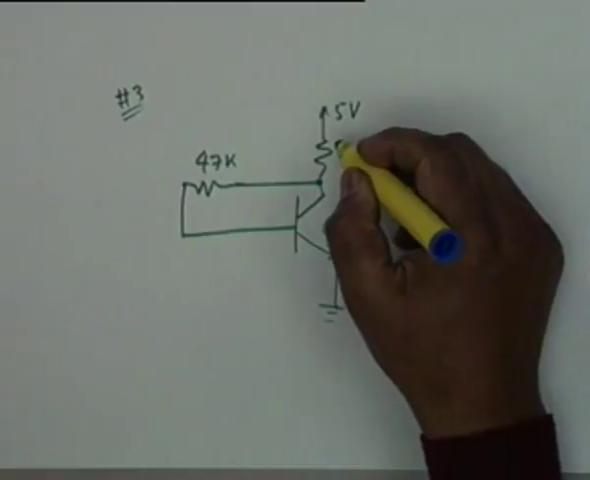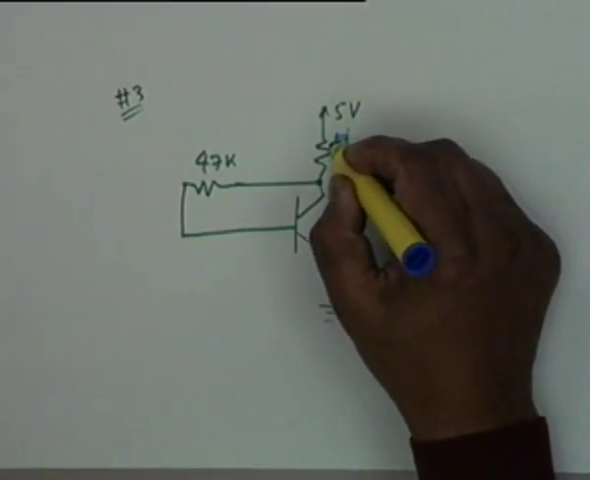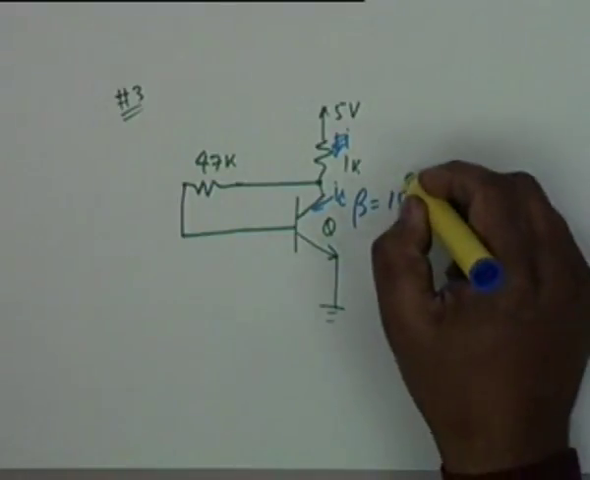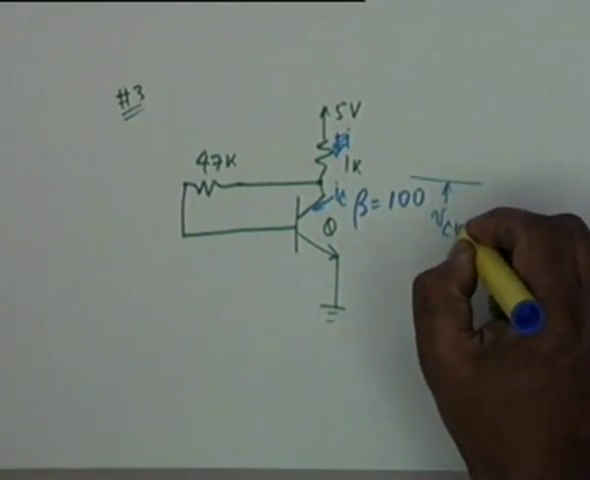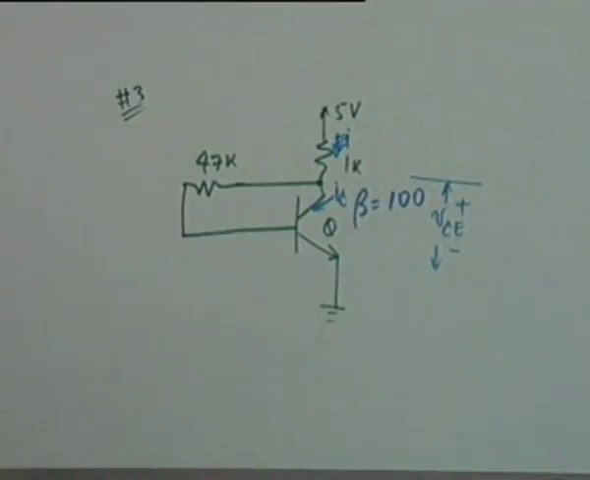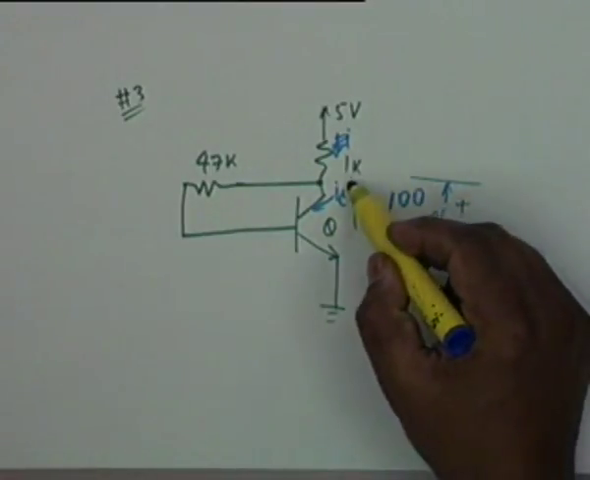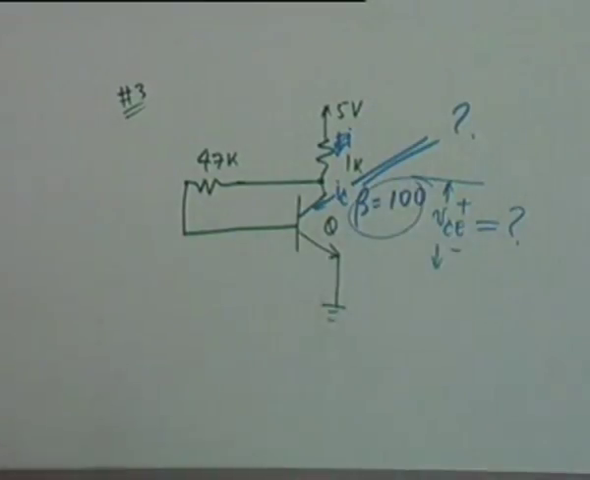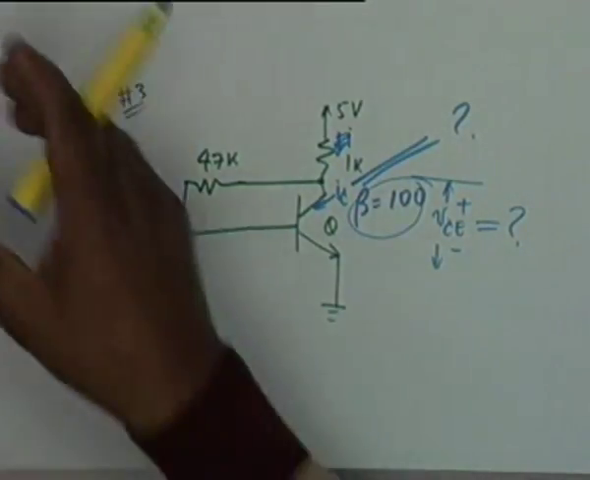And you are required to find out I sub C and VCE. I sub C has to be found out and VCE has to be found out. Beta equal to 100 is given.